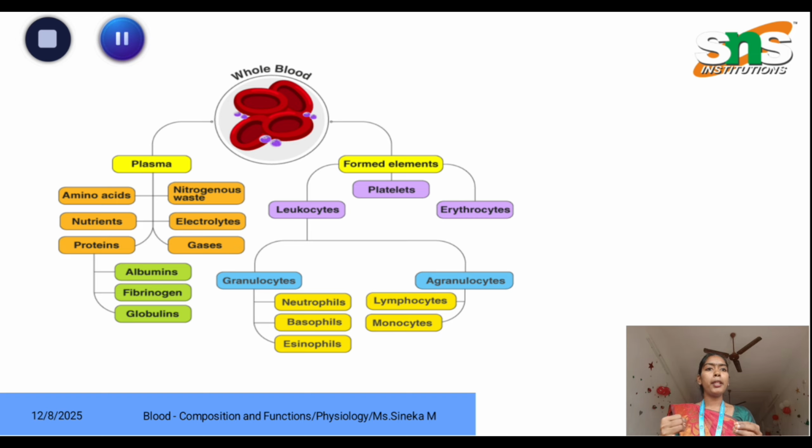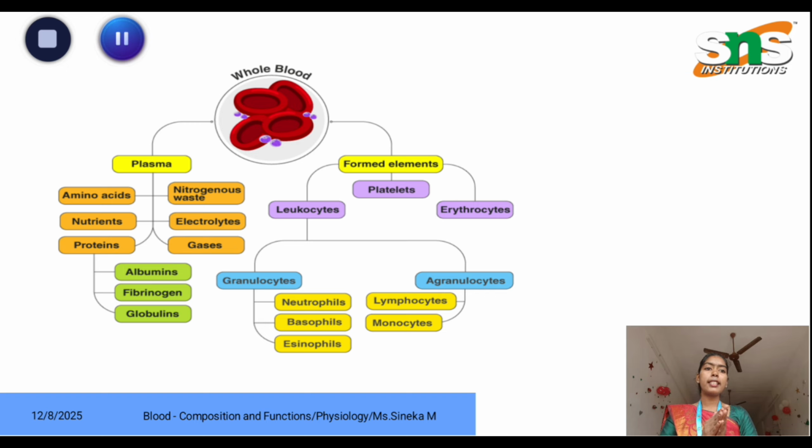By the process of erythropoiesis, the red blood cells are produced from our bone marrow. Next one is leukocytes, also called WBC, which is mainly responsible for protection. It is divided into 2 types, granulocytes and agranulocytes. Granulocytes contain granules in their cytoplasm. Agranulocytes do not contain granules in their cytoplasm.